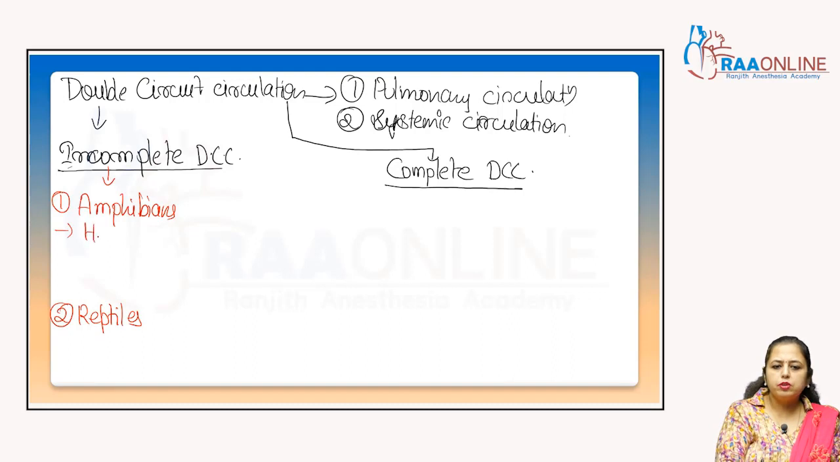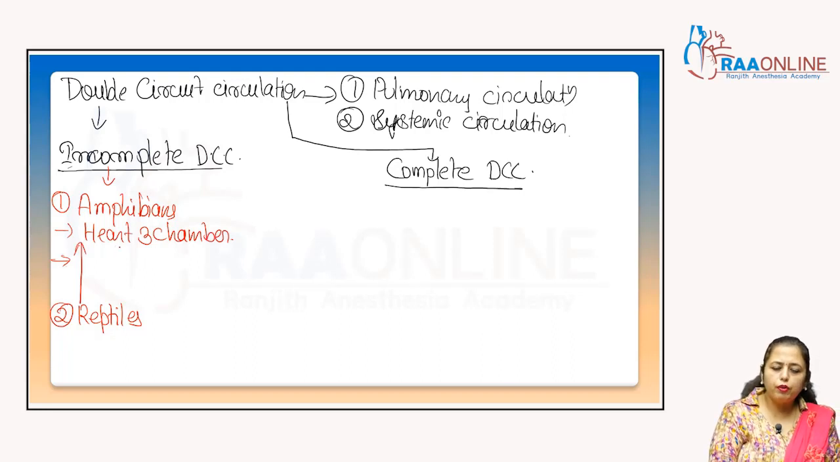Heart is three chambered. Heart is three chambered in both amphibians and reptiles according to NCERT, right? In amphibians, because the interventricular septum is not formed here, and in reptiles it is incompletely formed, that's why NCERT considered it as a three chambered heart, right?